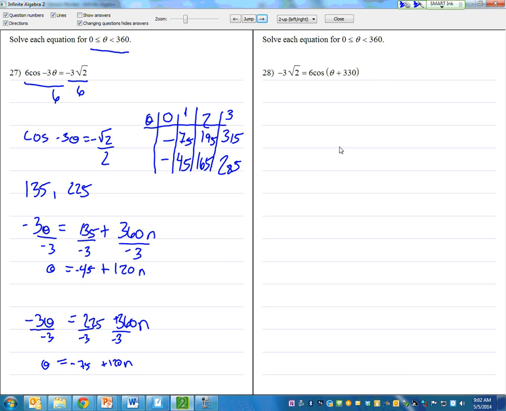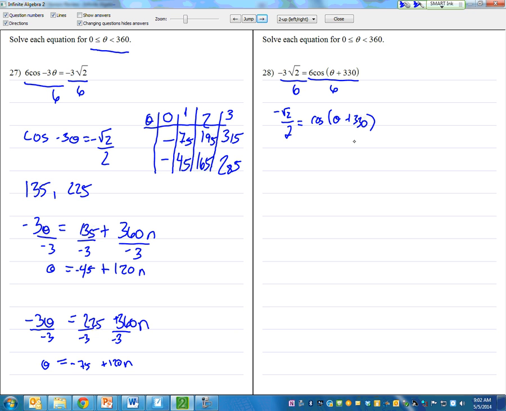Okay, number 28. If I'm looking at this one right here, first thing I have to do is get rid of that 6. So I'm going to divide both sides by 6. So that gives you, I can reduce that negative 6 and that 3, which is going to give you negative square root of 2 over 2 is equal to cosine of theta plus 330.